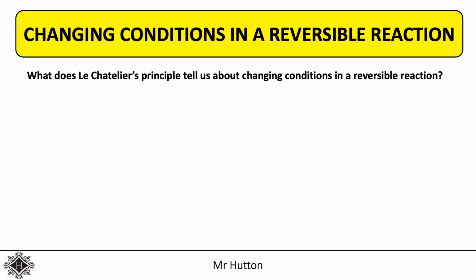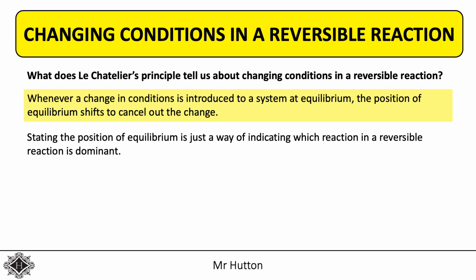So changing conditions in a reversible reaction. We looked at this principle in the last lesson, Le Chatelier's principle, and it tells us about changing the conditions in a reversible reaction. So Le Chatelier says that whenever a change in conditions is introduced to a system at equilibrium, the position of equilibrium shifts to cancel out the change. Now this sentence is complicated.